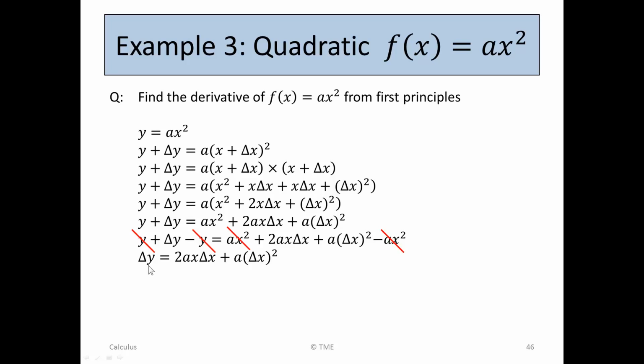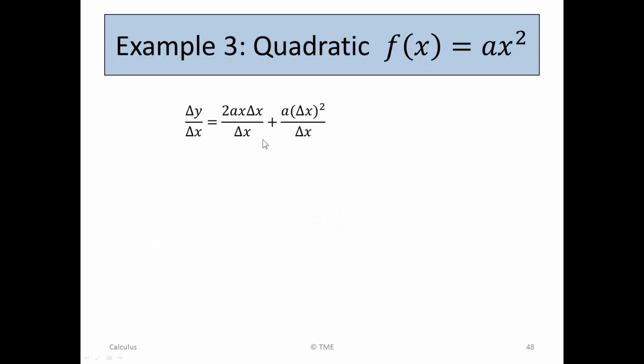We're interested in delta y over delta x, so delta y over delta x is 2ax delta x over delta x plus a delta x squared over delta x. So we can rewrite that expression now and again perform eliminations. The delta x cancels with the delta x, and the delta x squared divided by delta x becomes delta x. So delta y over delta x is 2ax plus a delta x.